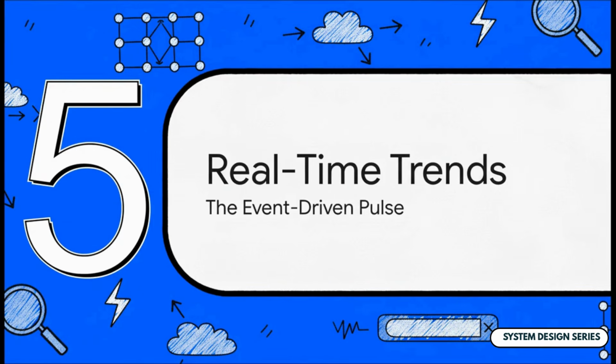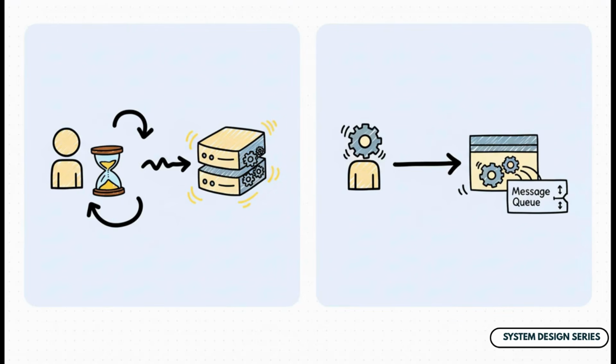So we're fast, we're scalable, but our data is kind of stale. It's based on what was popular yesterday or last week. What about what's trending right now? To be really relevant, our system needs to have a real-time pulse. To pull this off without slowing everything down, we have to shift our thinking from synchronous to asynchronous.